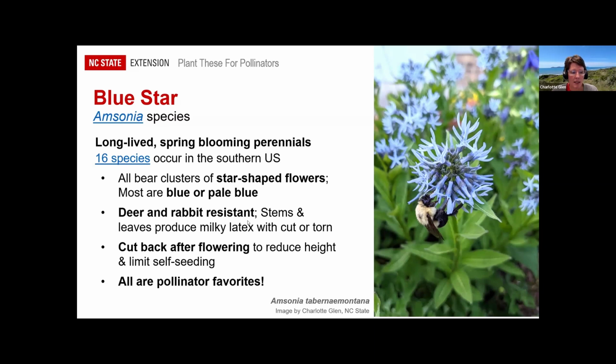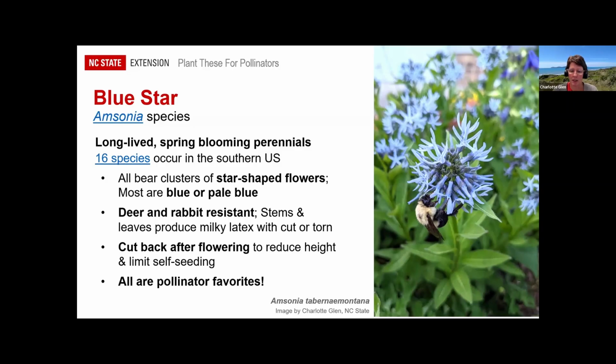But all of the species will have the same type of flower structure, where they have these clusters of star-shaped flowers, which are typically blue or pale blue. There's one species native in more of the Southwest that has white flowers. All the species I've ever grown have been very deer and rabbit resistant.